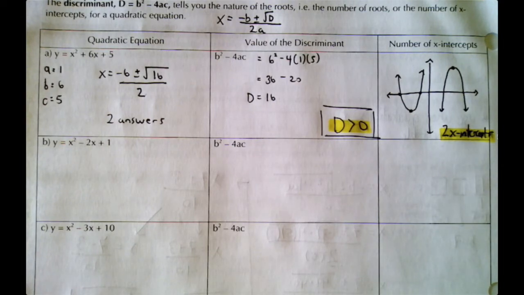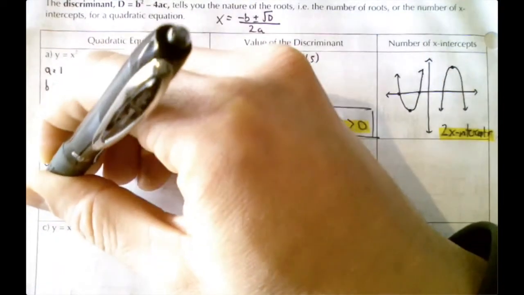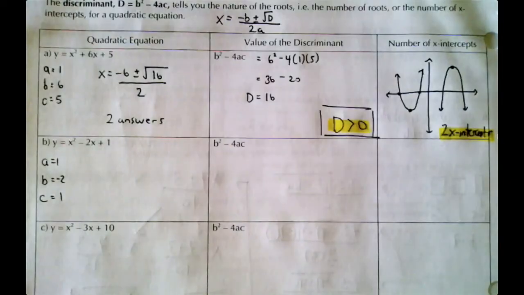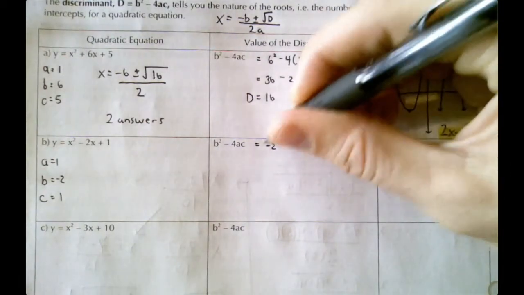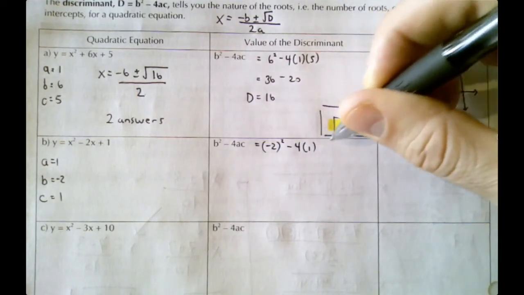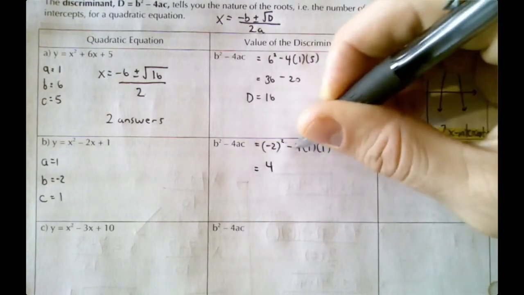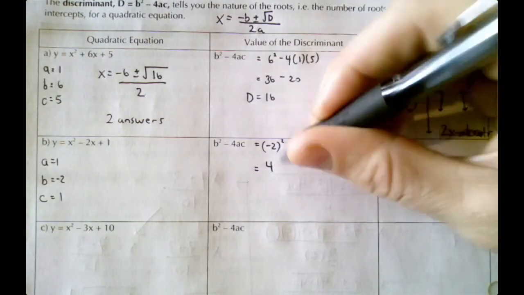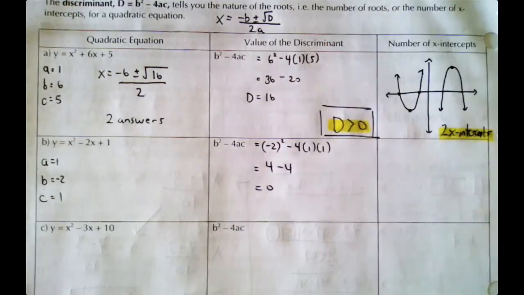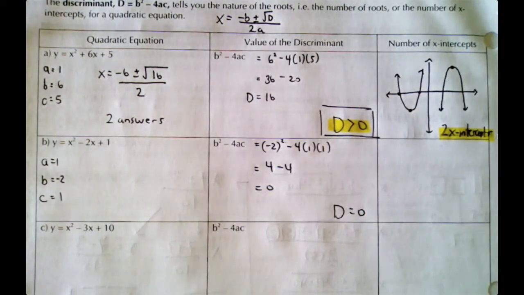Scenario 2. We've got an a of 1 again, a b of negative 2, and a c of 1. Let's see what this does to the discriminant. B squared would be negative 2 squared minus 4 times a, which is 1, times c, which is 1. Negative 2 squared is 4, minus 4 times 1 is 4. 4 minus 4 is 0. So in this scenario, the discriminant equals 0.